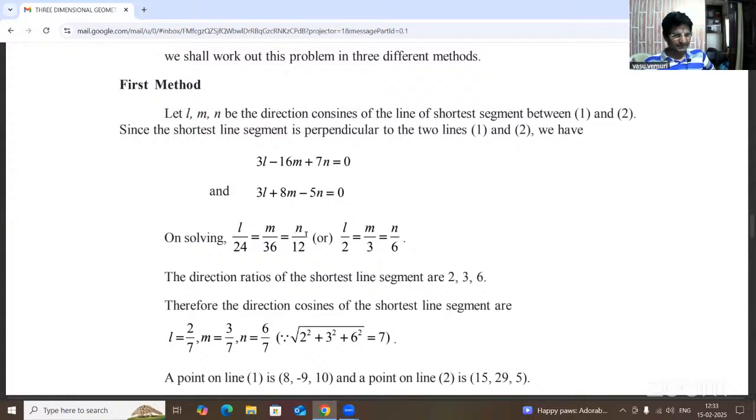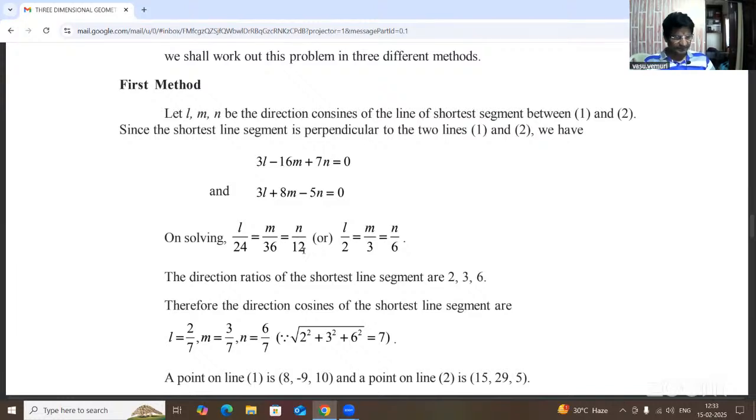Now the LMN values are cancelling by 12. Now there is a mistake here. The N value is 3 eights are 24 plus 48, 24 plus 48, which is 72. This is 72, not 12. Please rectify this one. Students, listen carefully. After cancelling by 12, 2 twelves are 24, 3 twelves are 36, 6 twelves are 72.